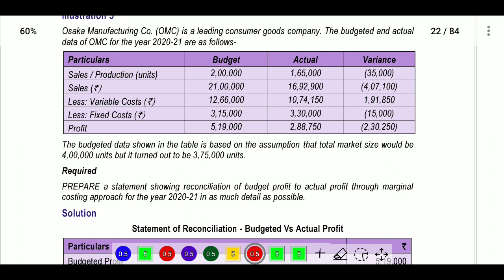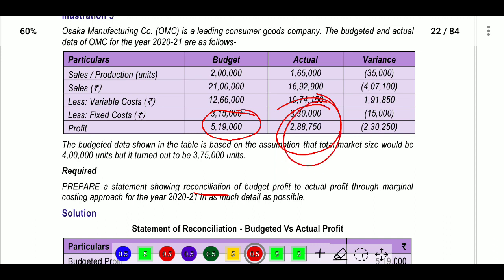Now we want to provide the reconciliation statement. Here they asked for a reconciliation statement. For the reconciliation statement, what will we get? We will start with budget and we will reach 2,88,750. We will take the 5,19,000 and do some adjustments. For whatever adjustments there are, we will get the actual profit.